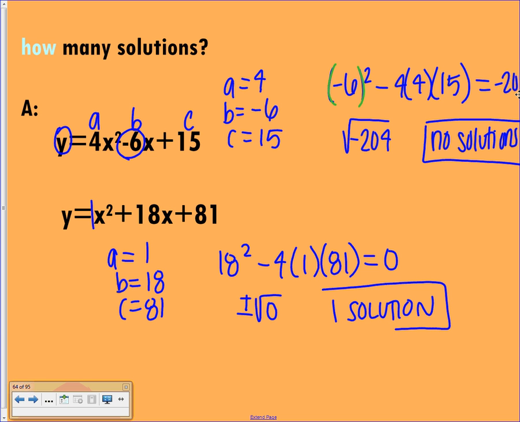So if you get a negative, like in the first example, you get no solution. If you get exactly 0, you only get one answer. The only thing we didn't cover is if you were to get a positive number, then you're going to have two solutions. So negative is 0 solutions, 0 is 1 solution, and any positive number gives me 2 solutions, which is what we're going to look at next.